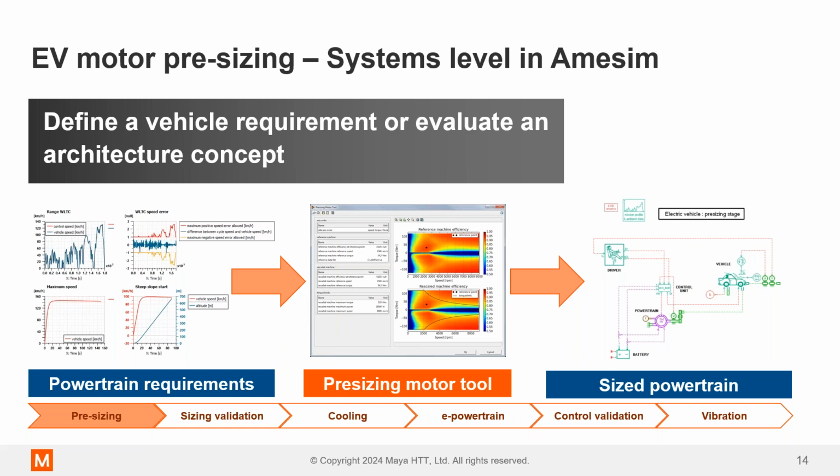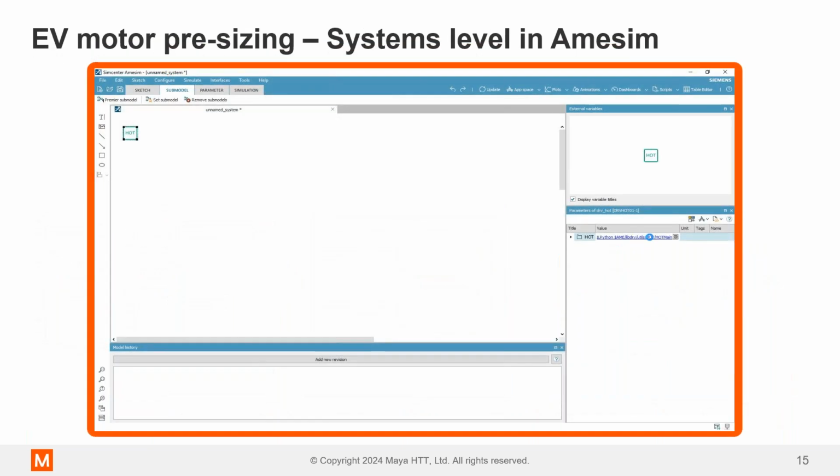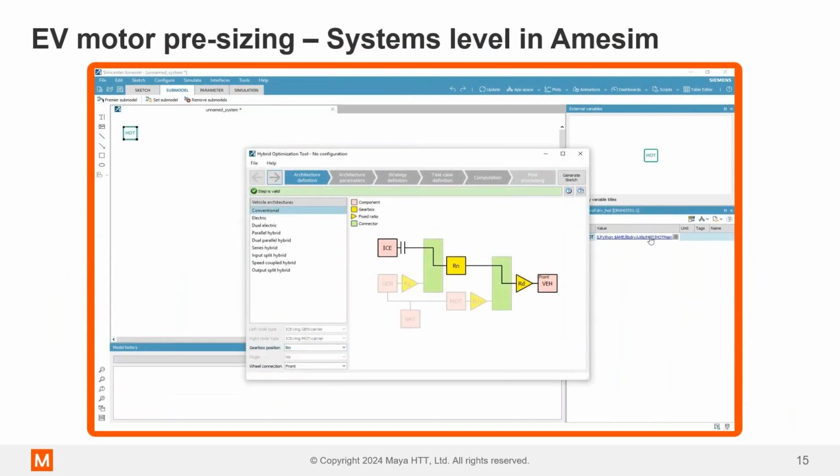And we can use AimSim to do this, looking at the requirements. We can use some pre-sizing tools or some size estimation tools that exist within the AimSim environment to build ourselves a model that we can use to size out our powertrain from the motor to the transmission, the battery, all the way through to the final vehicle. We have a quick example here, just a little video that goes through one of these such tools. It's called the Hybrid Optimization Tool.